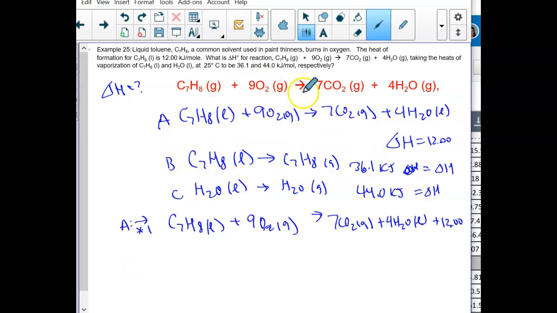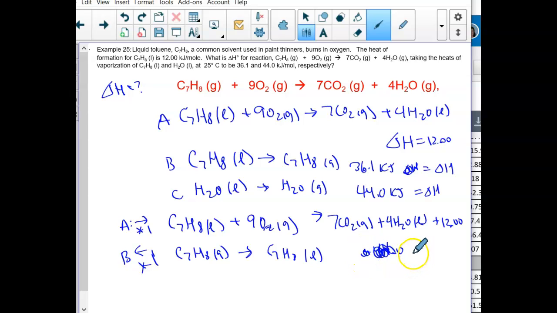Well, in my unknown, I need this to be on the reactant side. So I have to reverse B, and I have to multiply by 1. So I'm going to reverse it: C7H8 gas going to C7H8 liquid, and this is going to become, pardon me, negative 44 point, not 44. Got to grab the right number. Let's try that again. Negative 36.1. Because I reversed B, I have to change the sign of B. I multiply by 1 so the numeric value stays the same.